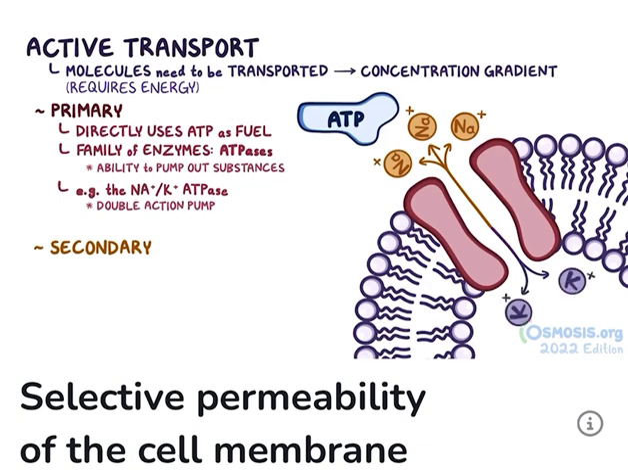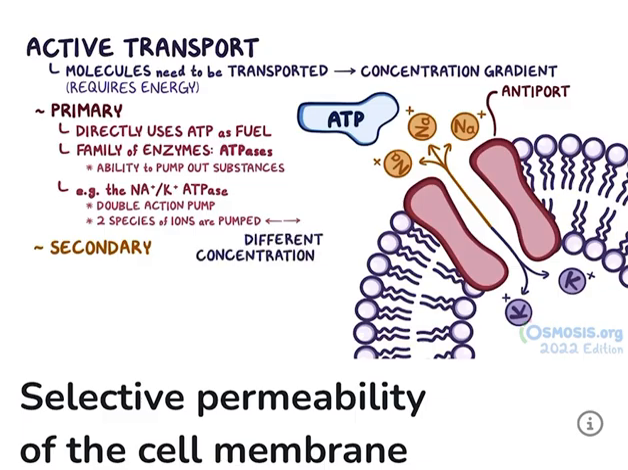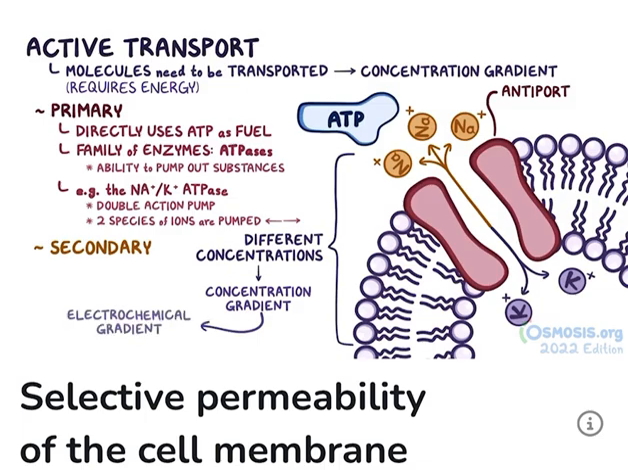This is an example of an antiport, because the 2 species of ions are pumped in opposite directions across the membrane. The resulting difference in concentrations of ions on either side of the membrane creates a concentration gradient. But since ions also carry electrical charges, it's considered an electrochemical gradient, and the cell can use this in secondary active transport.